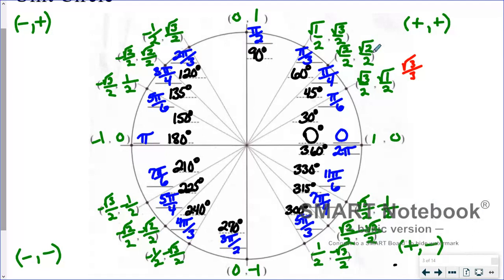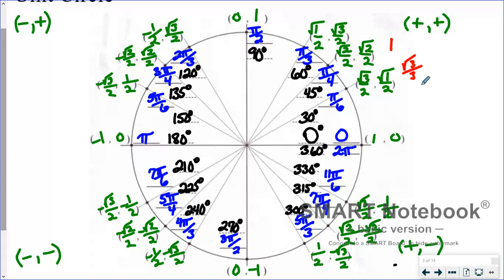All right, doing pi over 4. Well, here we're doing the square root of 2 over 2 divided by the square root of 2 over 2. What is anything divided by itself? What's 4 divided by 4? 1, right? Anything divided by itself is 1. Doesn't matter what that thing is, unless we're talking about 0.